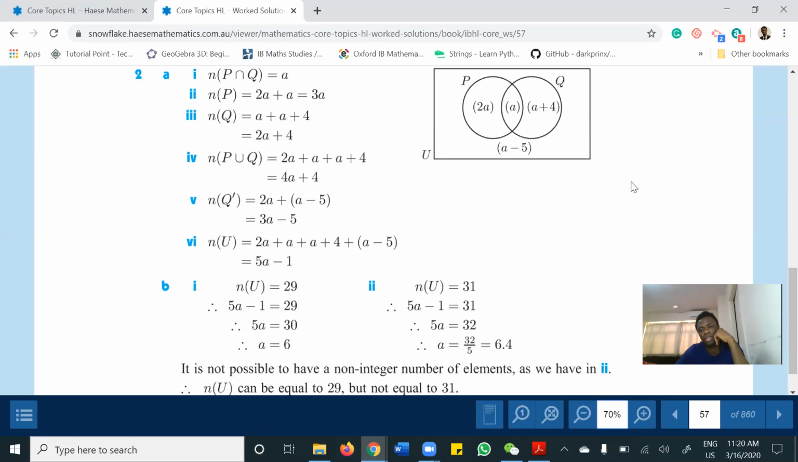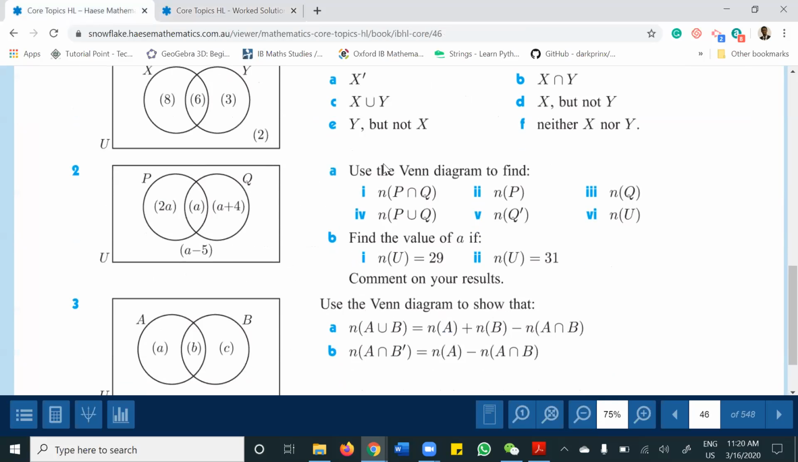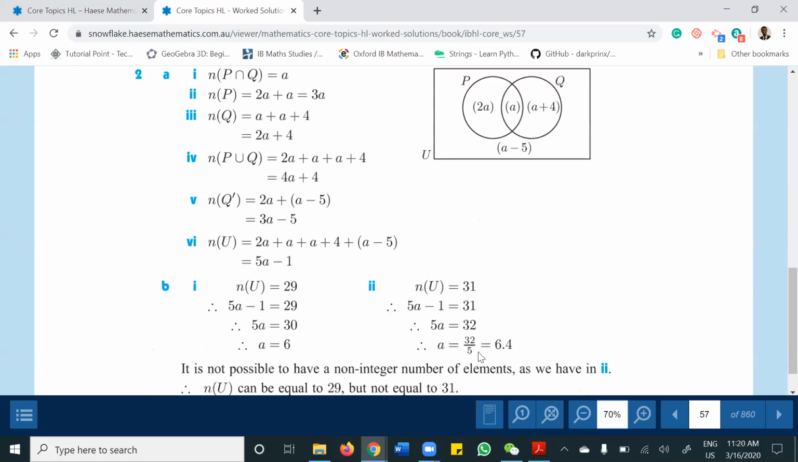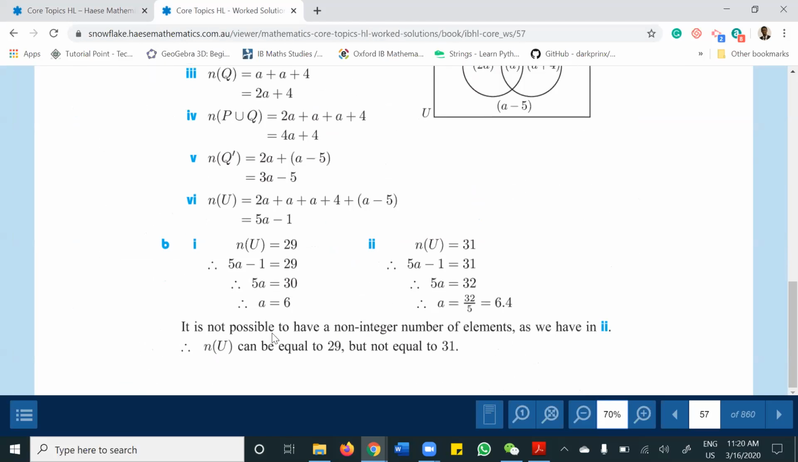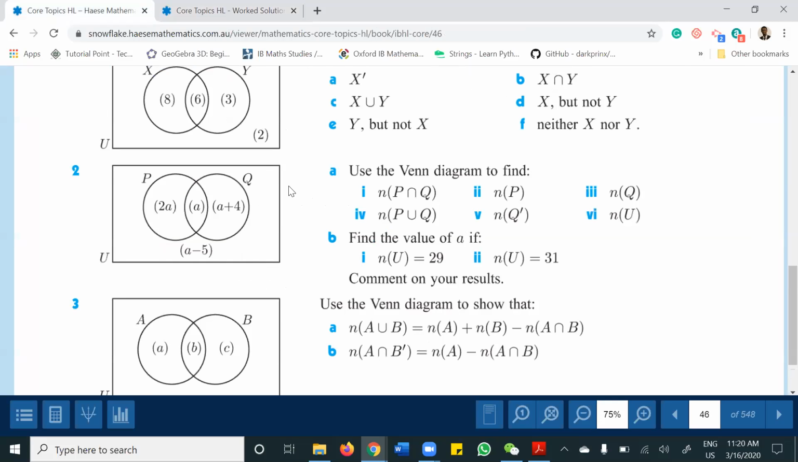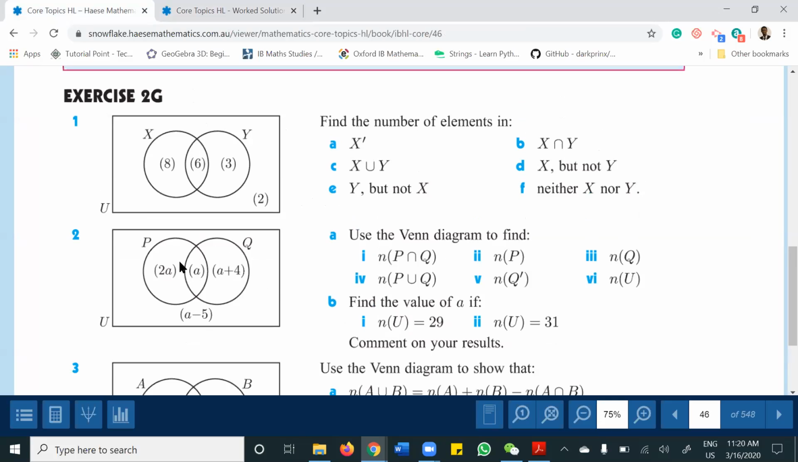I don't know how to do the observation part. Okay, so it says, you mean comment on your result? Yeah. Okay, so after solving, if the universal set is 31, you got A to be this. So you say it is not possible for A to be that. Your A can't be a fraction because A is the number of elements in a set, right? A signifies the number of elements in a set.